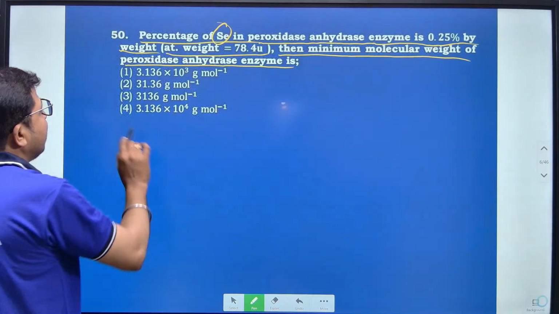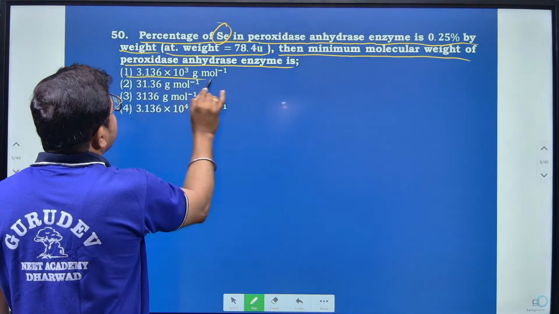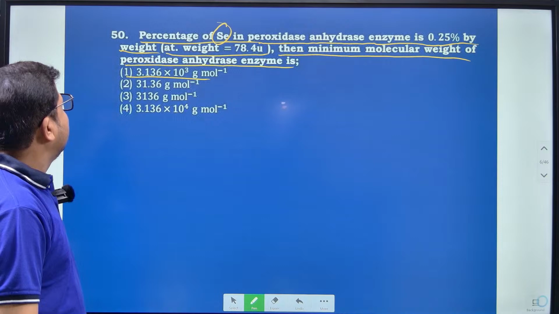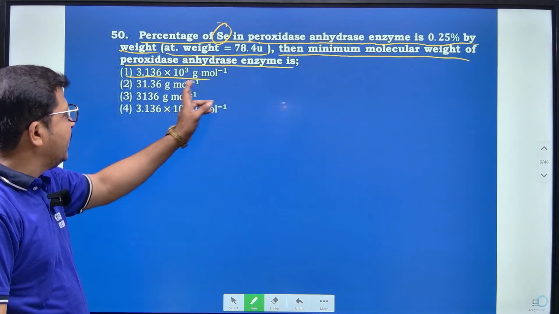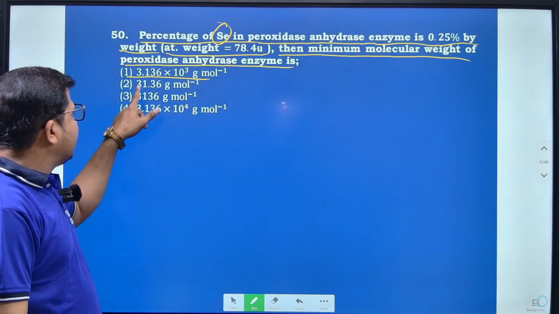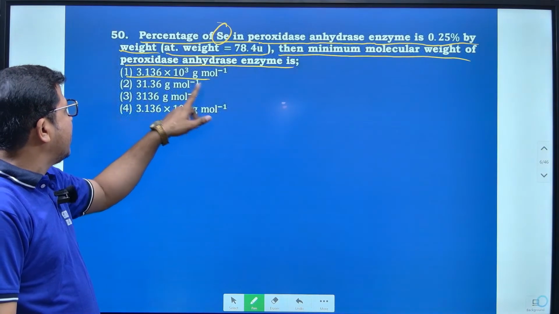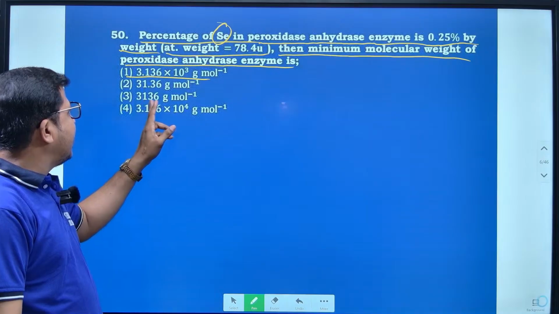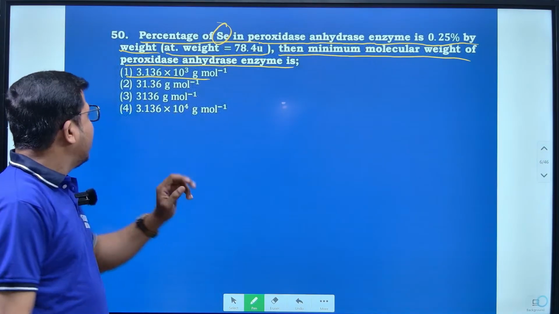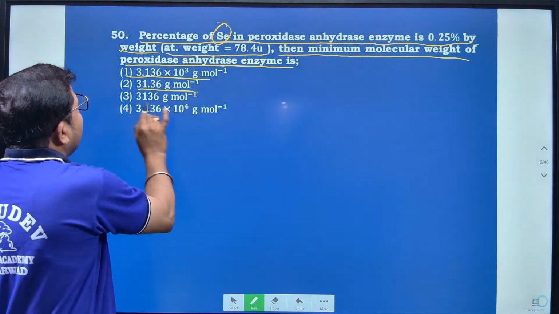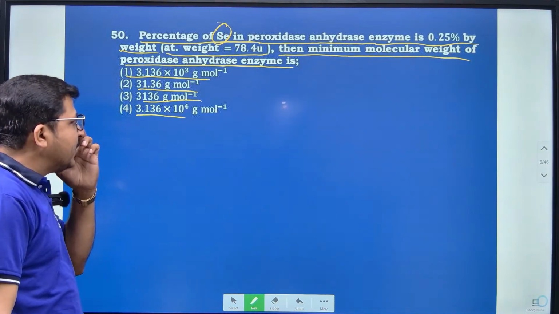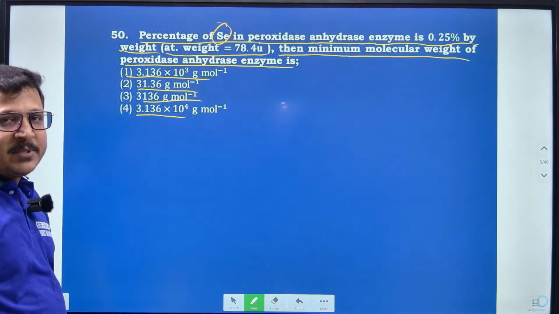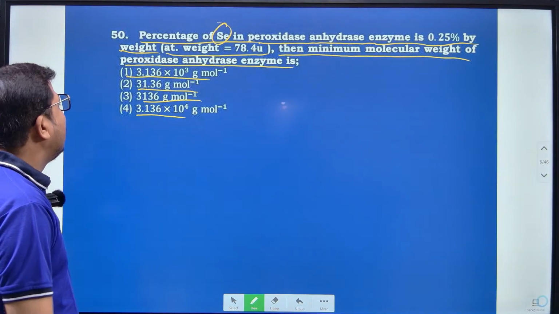They have given option number 1: 3.136 into 10 to the power 3 grams per mole; 31.36 grams per mole; 3136 grams per mole; and then 3.136 into 10 to the power 4 grams per mole.